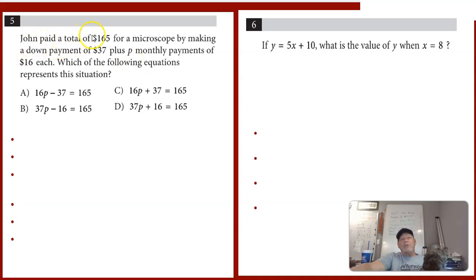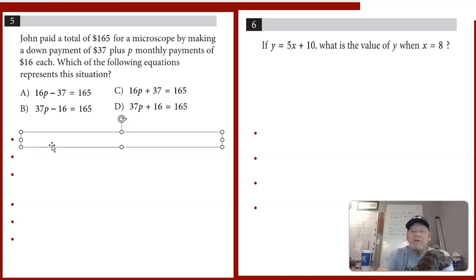It says John paid a total of $165 for a microscope by making a down payment of $37, plus P monthly payments of $16 each. So he figured that he could afford paying $16 each month until he had it paid off after paying a down payment of $37. Which of the following equations represents this situation? Pause this, see if you can work it. It's not too bad.